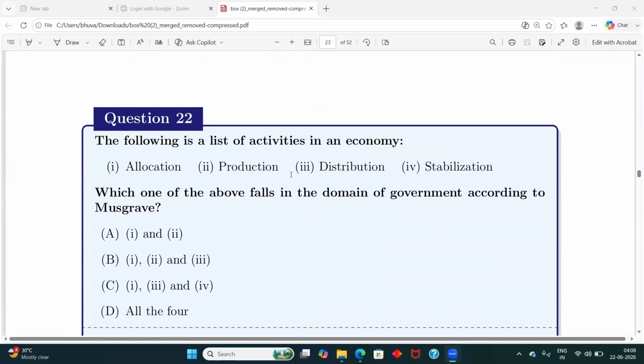Question number 22. The following is a list of activities in the economy. Option A is 1 and 3, 2 are correct. B 1, 3 and 2, C 1, 3 and 4, and D all the 4. So 1 is allocation, second is production, third is distribution, and 4 is stabilization.